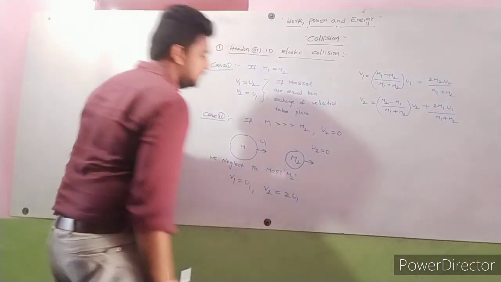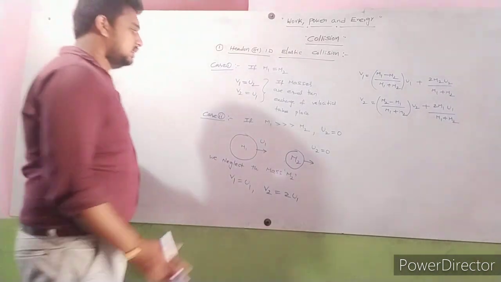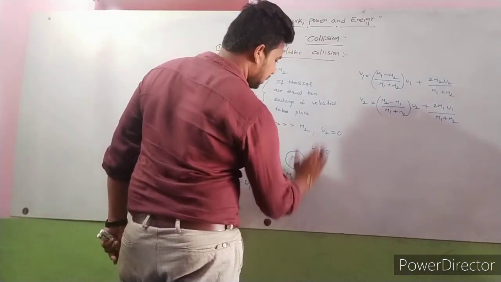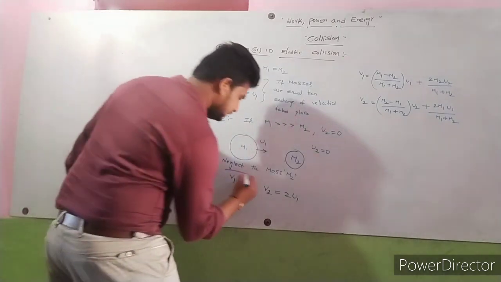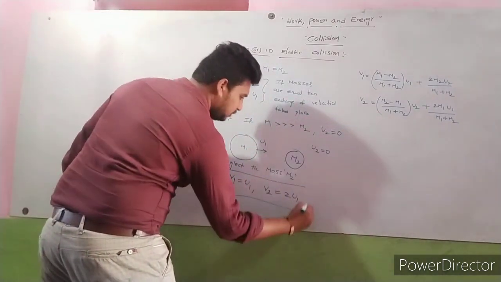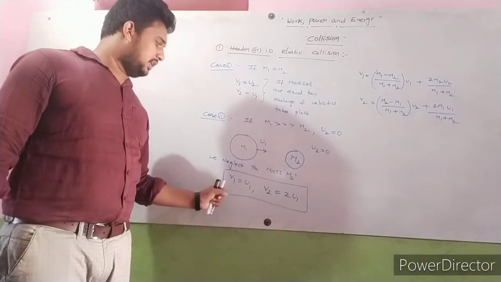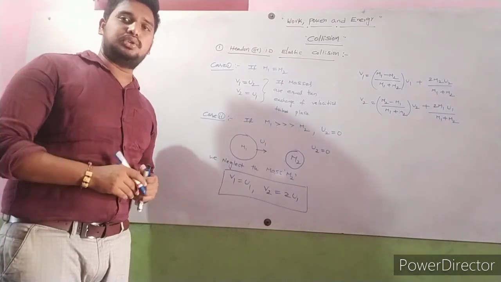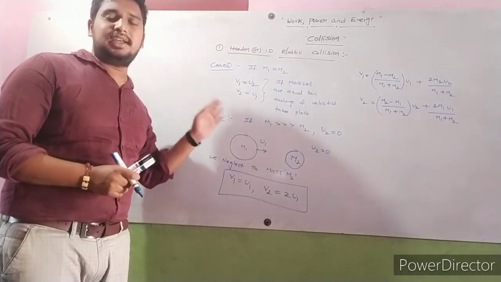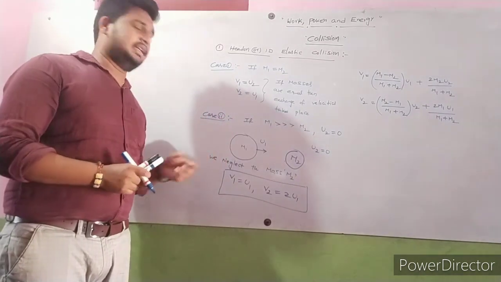We neglect mass m2 because it is at rest. Initially this mass m2 is at rest. This is case 2, and in case 2 these results are very important. Whenever m1 is greater than m2 and u2 is equal to 0, we apply these conditions: v1 is equal to u1, v2 is equal to 2u1. These cases are very important, friends, while we are solving problems.